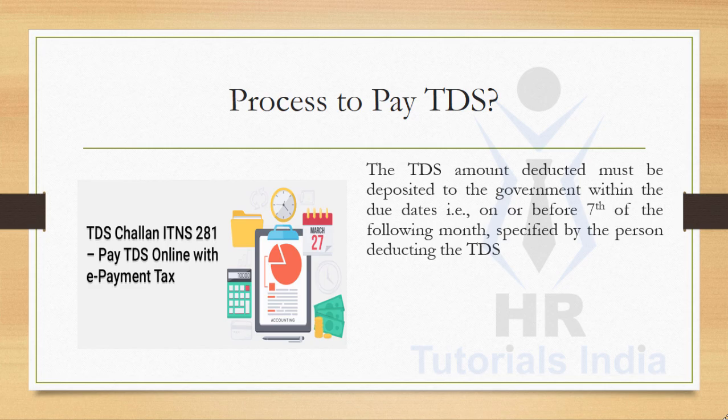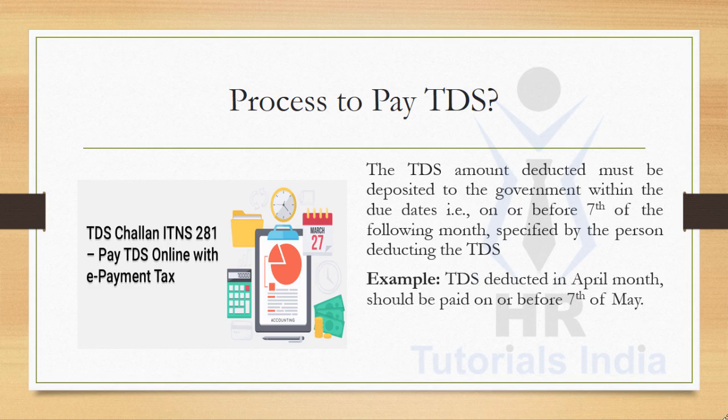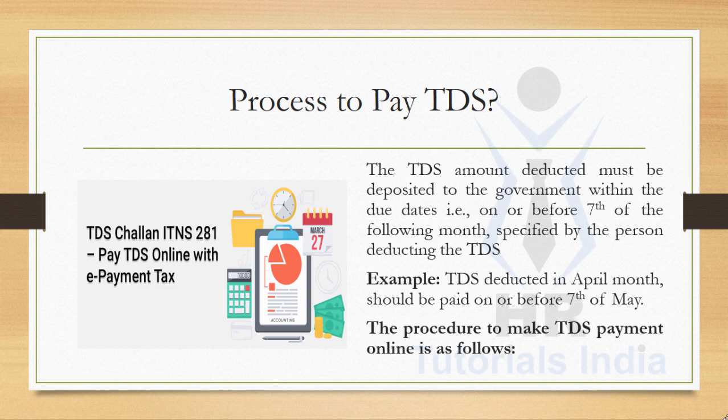For example, if the TDS is deducted for the month of April, then before the 7th of May, the TDS has to be paid to the income tax department. As I said in the example, TDS deducted in the month of April should be paid on or before the 7th of May. The procedure to make TDS payment online is as follows. Let us now understand the process and the procedure to make TDS payment online.